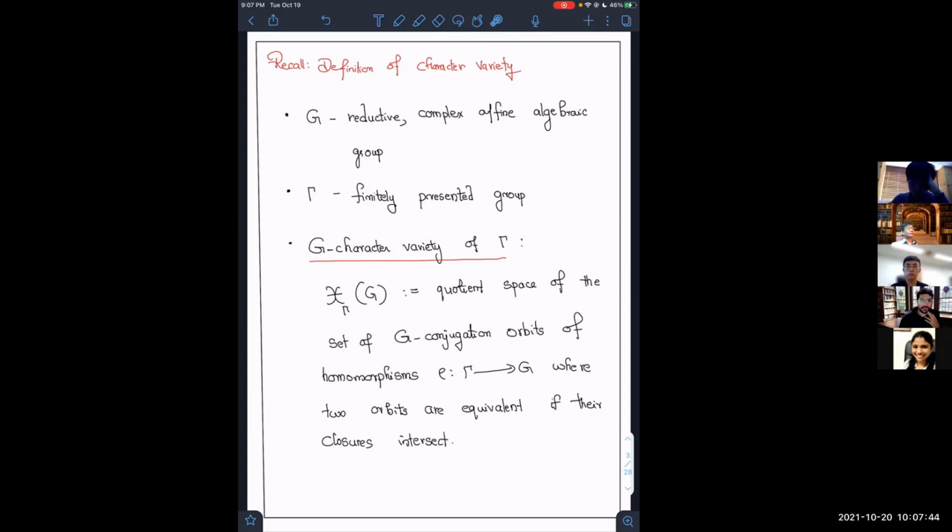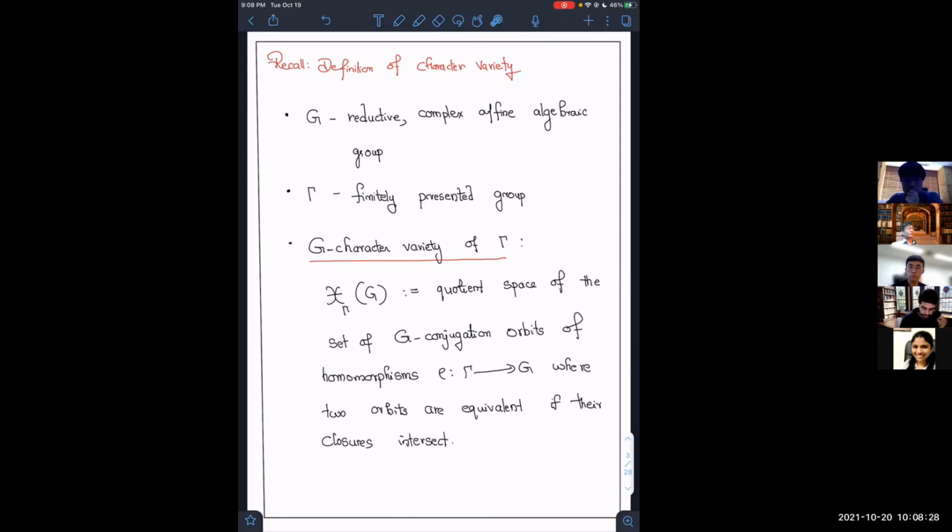Basically, we want to look at the representations, the homomorphisms from gamma to G, and we look at the conjugation orbits of them. So we are looking at the homomorphisms up to conjugation, but not just the regular conjugation orbit. We consider two homomorphisms equivalent if their closures in the Zariski topology intersect. So if their Zariski closures intersect with each other, we consider them the same. This is the equivalence relation, and these conjugation orbits are the G-character variety of gamma.